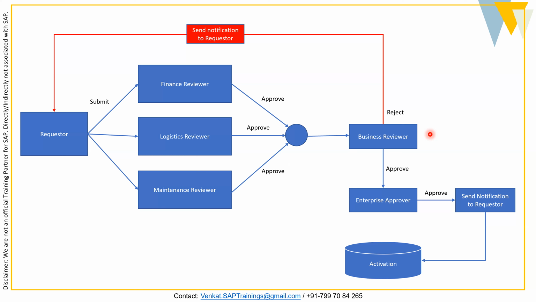Finally, in case of approval, the enterprise approver will have the option to again approve the CR, and once he approves the CR, we trigger an email notification, and finally, in parallel, an activation is also triggered.